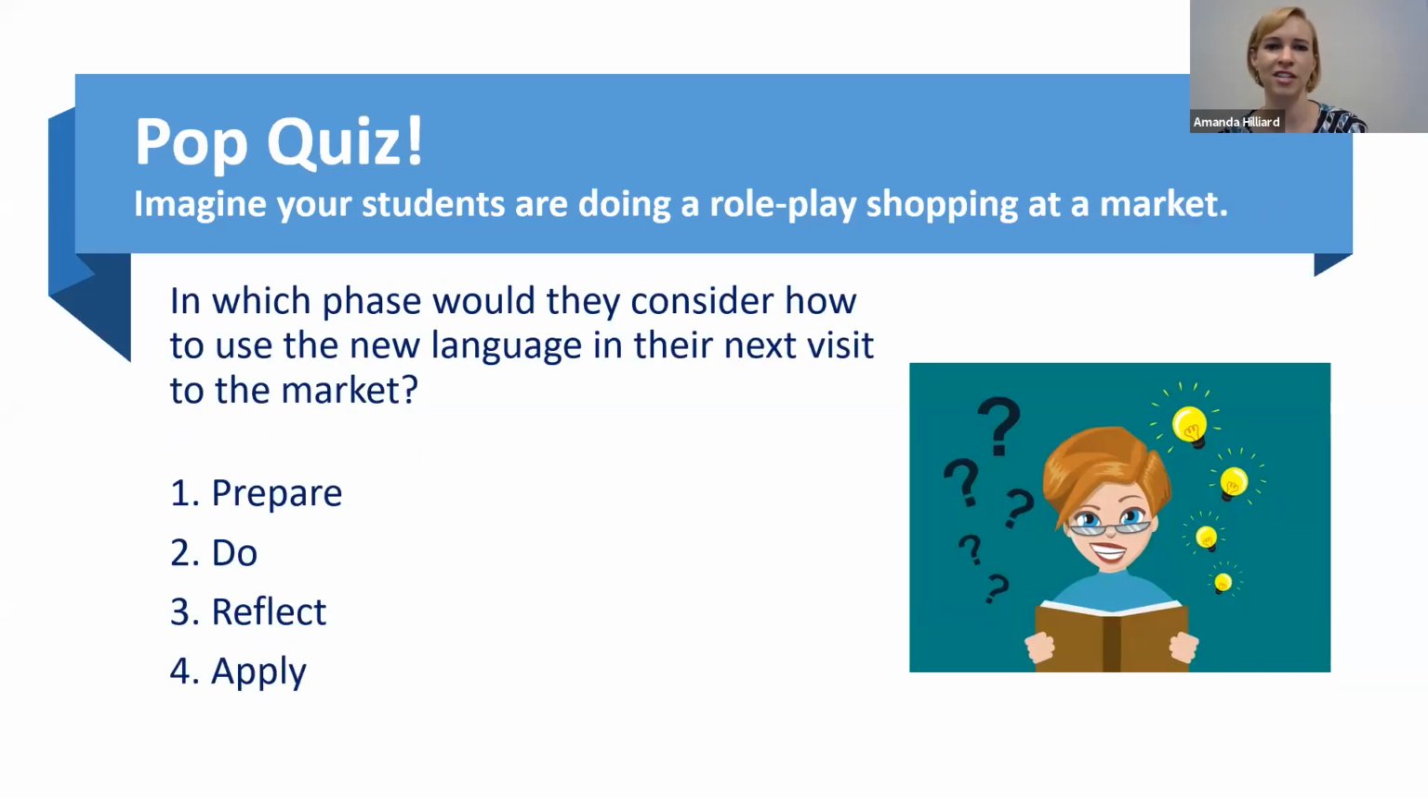Okay, same situation. In which phase would your students consider how to use the new language in their next visit to the market? Okay, what do you think? When are they going to think about how to use this in the next instance that they need to? Okay, I see a lot of responses, and I think we're seeing a consensus that it is number 4 from Dawn, from Hawaii, from Hyacinth. A lot of people are saying this is the apply phase.